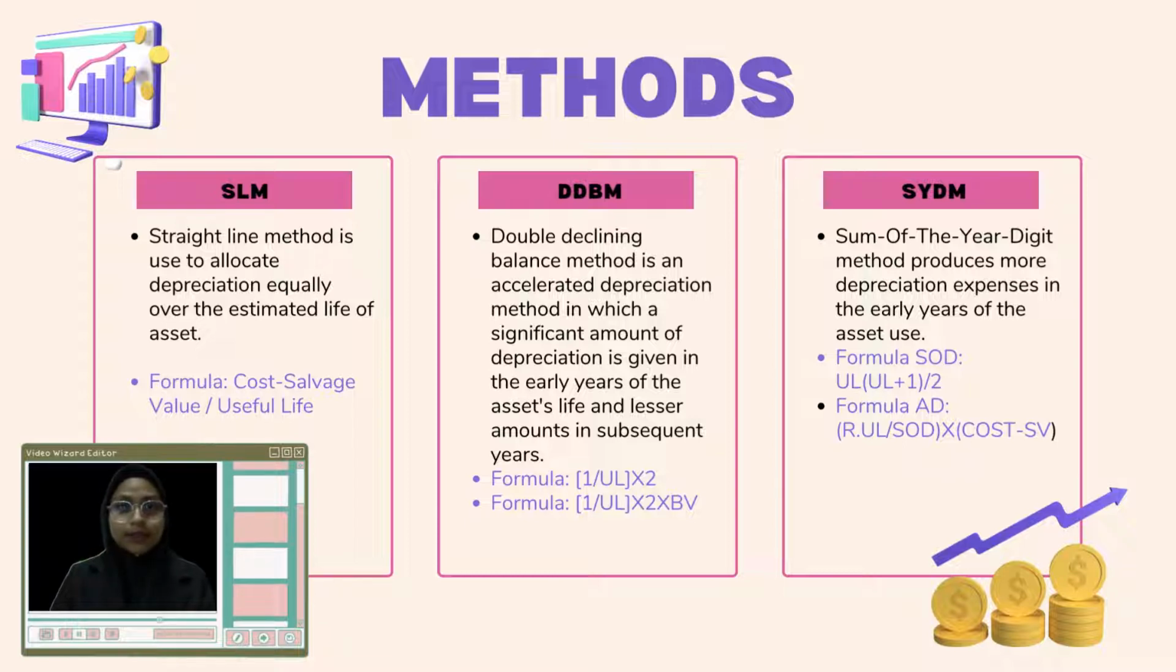And the last one is the sum of the year digit method. It produces more depreciation expense in the early years of the asset's use. This method also has two formulas. The first formula finds the sum of digits: useful life times useful life plus 1, divided by 2. The second formula finds annual depreciation: remaining useful life times cost minus salvage value, divided by sum of digits.